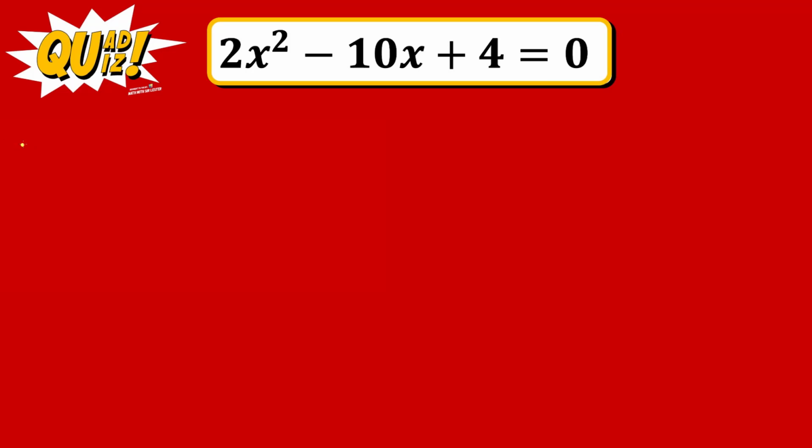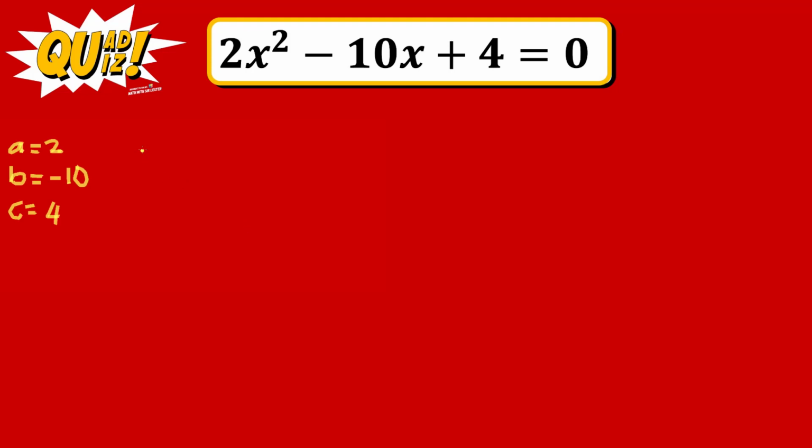And by the way, the coefficients are: a is 2, your b coefficient, the coefficient of your x, is -10, and your c coefficient, your constant, is 4. Now we are left with 2 other methods. It's either factoring or completing the square method.